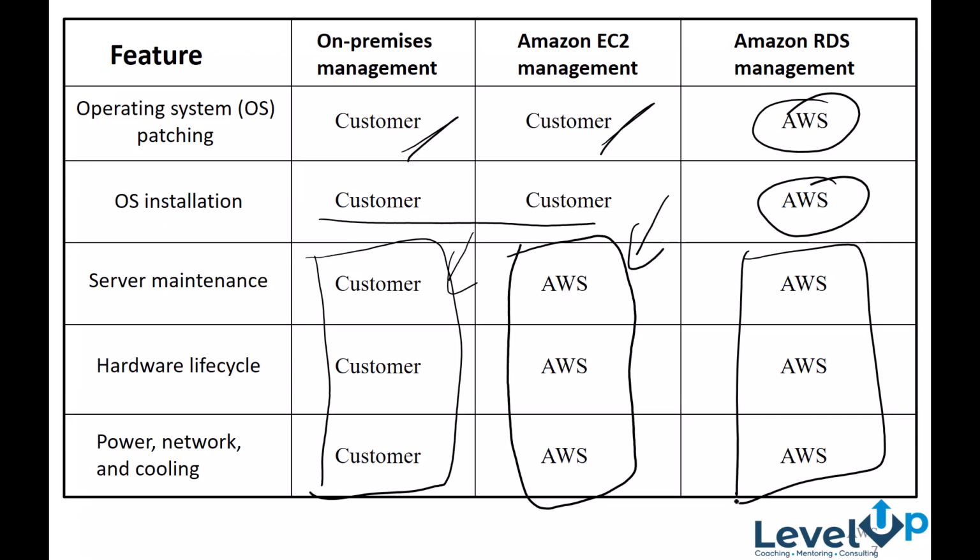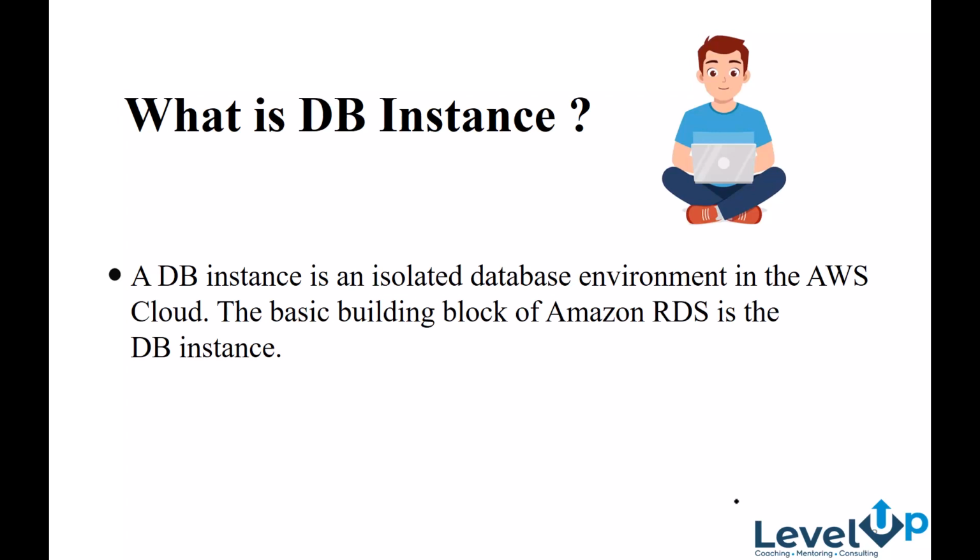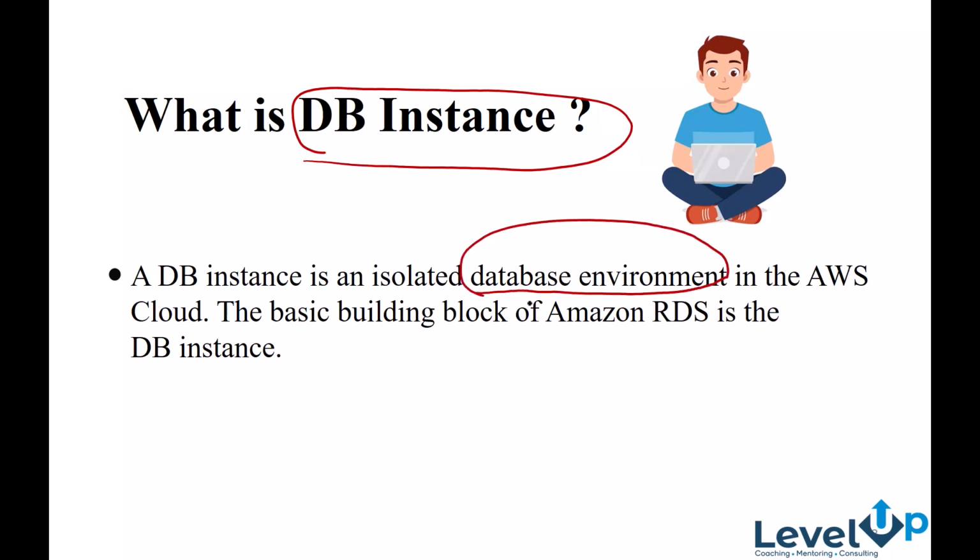Now let us look into some of the terminology that we use for Amazon RDS. One of the terms that you'll come across is called a DB instance. Now what is a DB instance? We can simply define a DB instance as an isolated database environment in the AWS cloud. You can also call it the basic building block of Amazon RDS. That means if you have to work with RDS, first of all, you have to create something called a database instance.